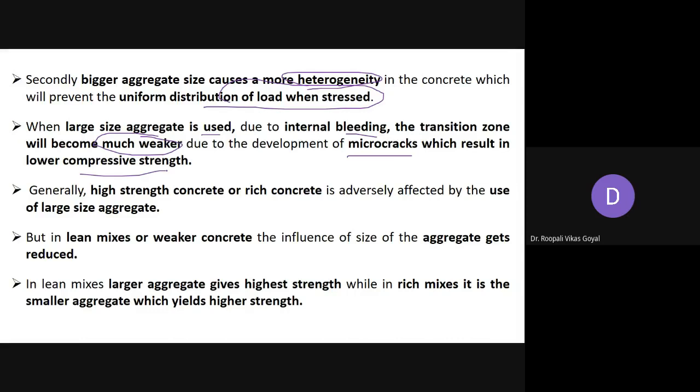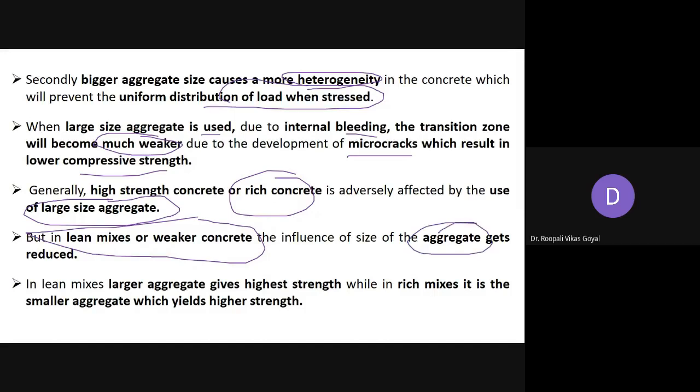And generally this high strength concrete or rich concrete means the cement proportion is higher as compared to aggregate. It will be adversely affected by the use of large size aggregate. So it is observed that high strength concrete, which has a rich mix, is affected more by the use of large aggregate. But lean mix and weaker concrete, whose strength is less and which has a lower cement proportion, has less influence as compared to this rich mix or high strength concrete.